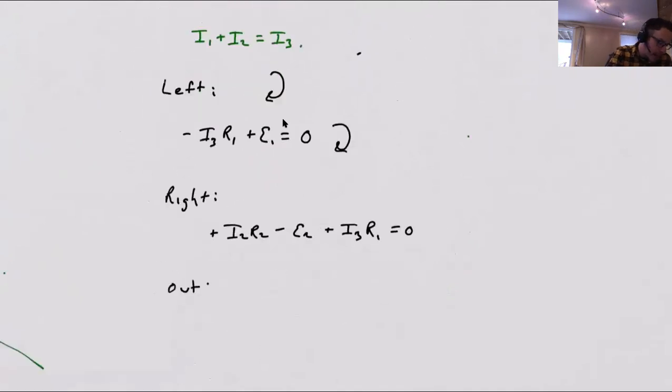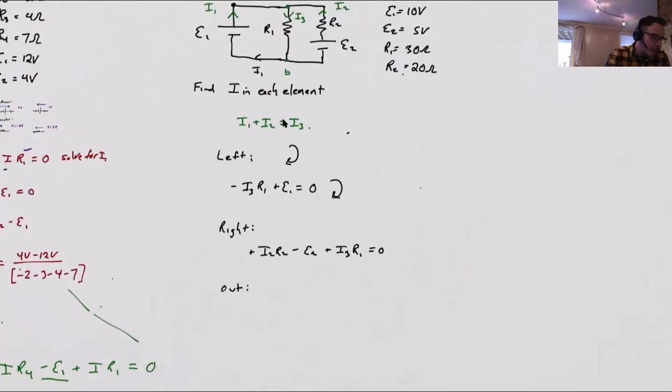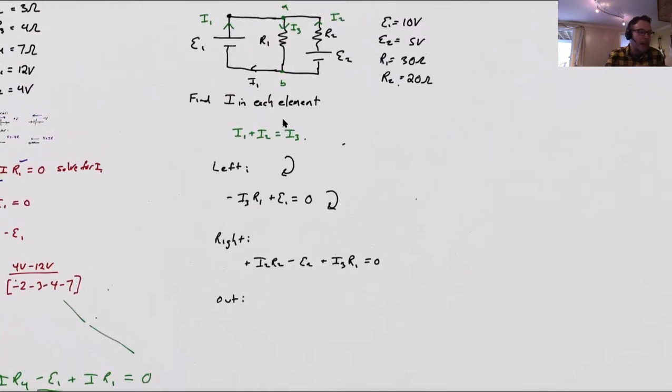Last but not least, we've got the outer loop. I'm going to zoom out here, starting from the top left and going to the right in this direction. The first thing that I encounter is R2, and I'm going against the assumed current I2, so I pick up I2 R2. I am going against the battery E2, but then I'm going with the battery E1, and I'm back home. So those are our 3 equations, which are going to be more than enough to find our 3 unknowns.